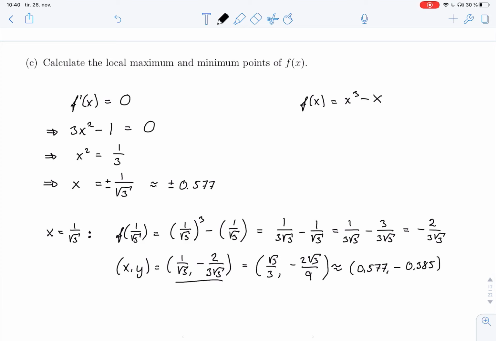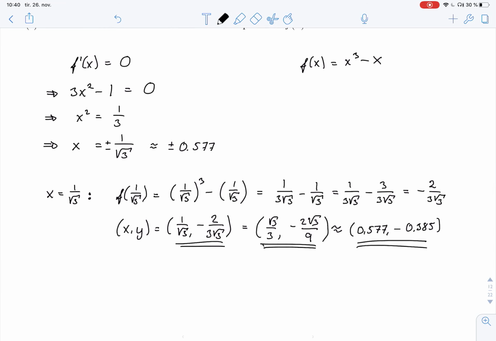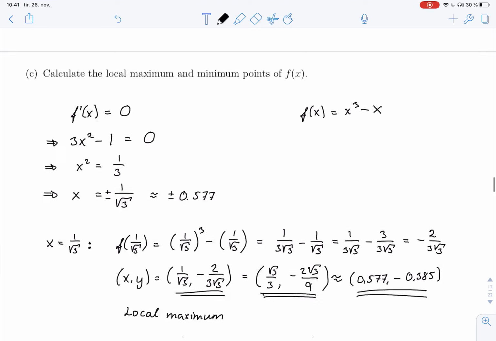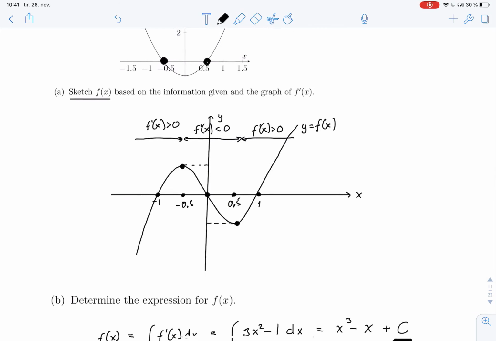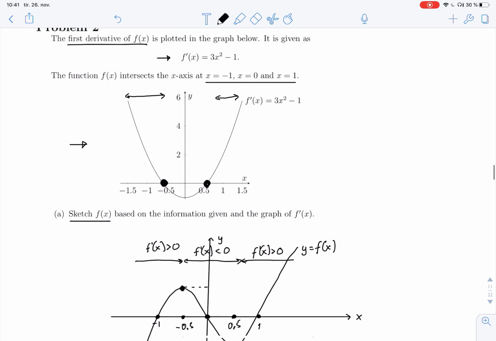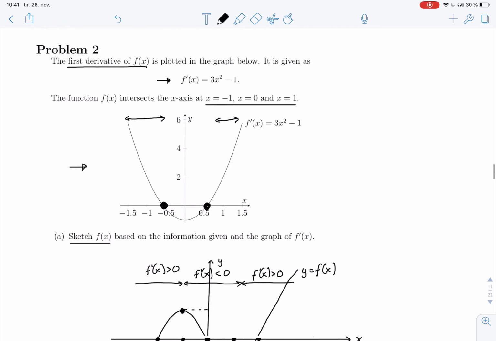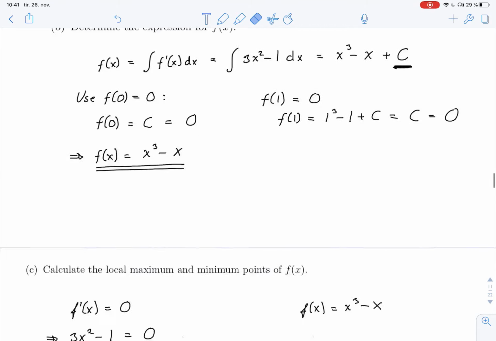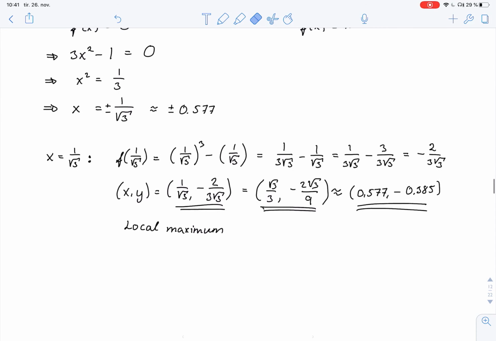So all of these would be full points. We also know that this is the local maximum, and that we know from the graph, or from what we're given in the text, because f derivative of x is larger on the upper side and then smaller, or positive and negative. So we need to go up and down.